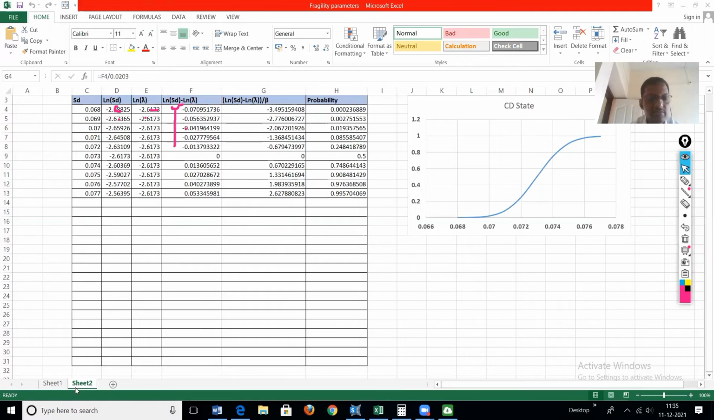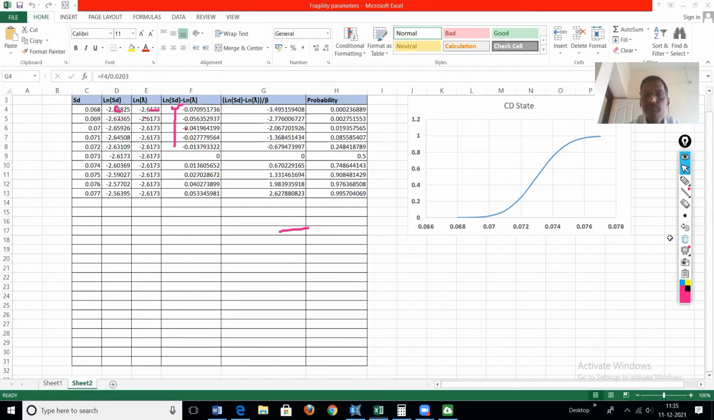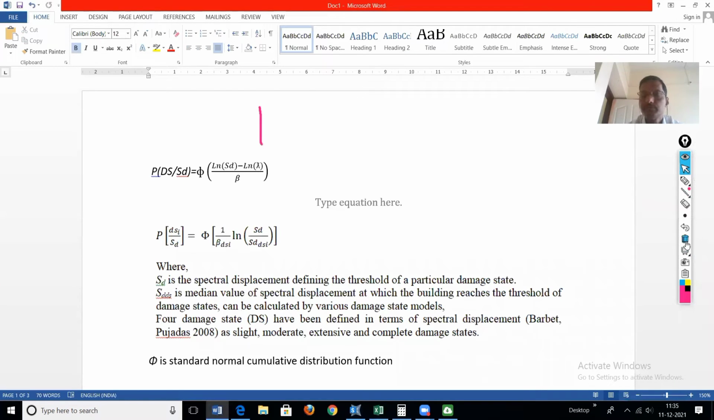And what is beta for this? Beta is how much? 0.0203. 0.0203 is the beta value for this. So divide the complete numerator term by beta, and we will get this value. Finally, I will show the equation. Up to now we have completed up to this bracket, and then outside the bracket phi is there.